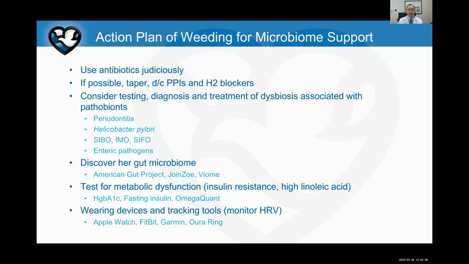Tests for metabolic dysfunction. These are some of the tests that your primary care physician may not be doing, but hemoglobin A1C reflecting your blood sugar level over the last 90 days, more and more people are emphasizing maybe getting a continuous glucose monitor. I think fasting insulin reflects insulin resistance. According to Benjamin Bickman, that's the cause of all these chronic diseases, but I think it's more complicated than that. Then Omega Quant will tell you where you're at with your lipid intake. Are you getting enough healthy omega-3 fatty acids?